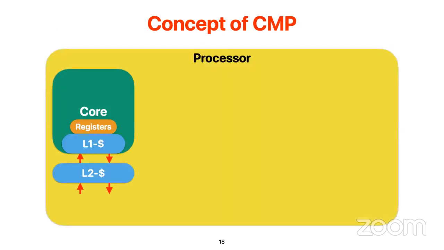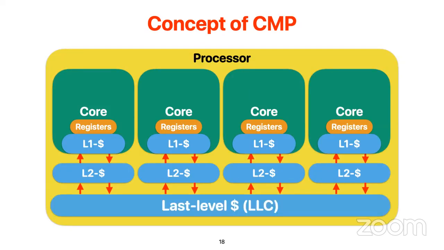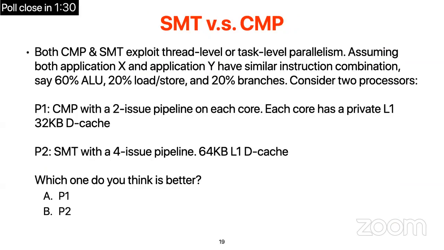So now most processors you have are chip multiprocessors like this. You have multiple cores and each core has its own private cache, and they synchronize their data, or say they treat the last level cache as the front end of your main memory. So that's the concept of chip multiprocessor. Both chip multiprocessor and simultaneous multithreading can exploit thread level parallelism. So I wanted to compare and think about what the difference is and what the advantage is among each of them.